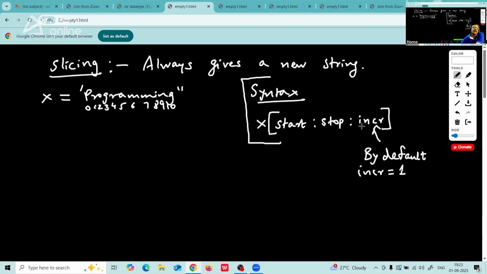Now, this start is also optional. You may or may not give it. And this stop is also optional. Oh my God. That means all the 3 things are optional. You may or may not give it.